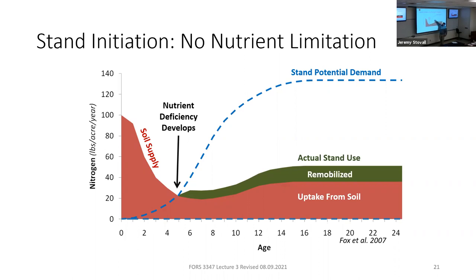And look at this blue dotted line. That's what your stand needs. And what's the shape of that curve? That's our logistic growth curve again, okay? So if you give the trees this amount of nitrogen, that's sort of the growth level that they will fuel. So that's their demand, okay?